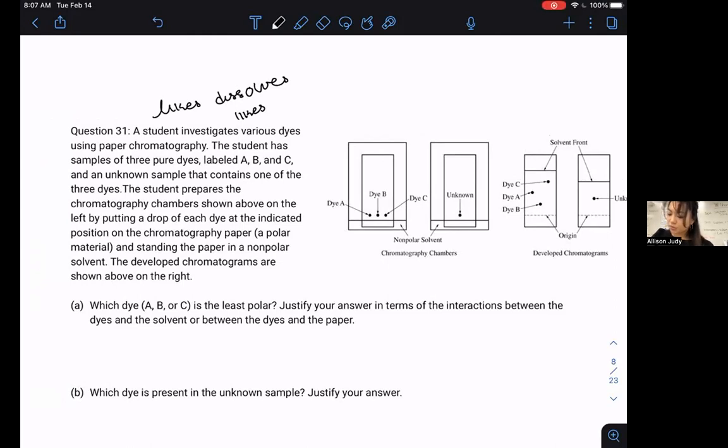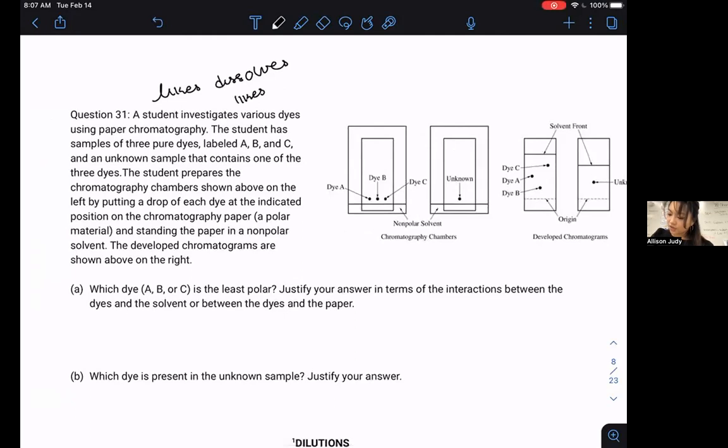The student prepares the chromatography chamber shown above on the left. I think it's actually meant to be on the right. Sometimes we change the formatting, so either way, it's shown. The student puts a drop of each dye at the indicated position on the chromatography paper, a polar material. So the paper is polar. That's important to make a mental note of. And the paper is stood in a non-polar solvent. The developed chromatograms are shown.